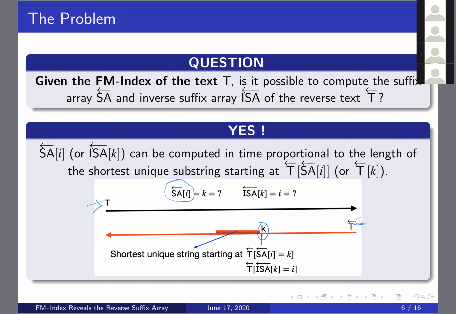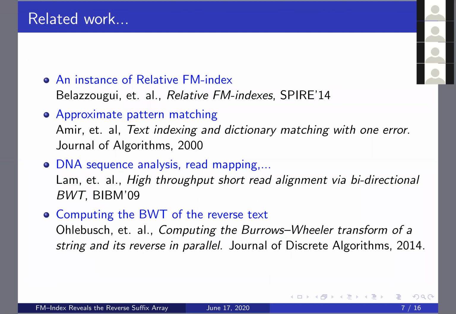So the amount of cost we will pay is proportional to the length of the string that is unique starting at position K in the reverse direction. In the forward direction, it is the length of the shortest unique substring ending at that position. Okay, so why do we consider this?